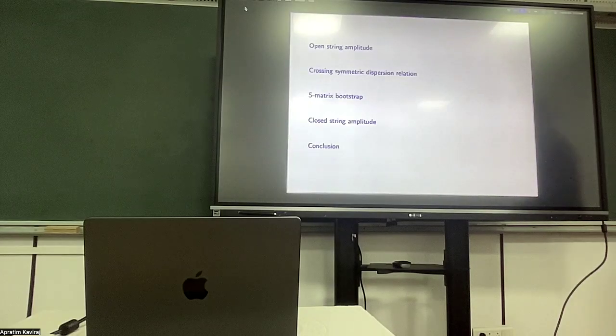So this is the outline of my talk. I'll first talk about open string amplitudes. Then I'll mention how we obtained new kinds of representations using symmetric dispersion relations. Then I'll mention how these dispersion relations can connect with the S-matrix bootstrap program. And I'll then mention some closed string amplitude results, and finally end. Before ending, if I get time, I'll talk about how to go beyond four points, although that is still a work in progress.